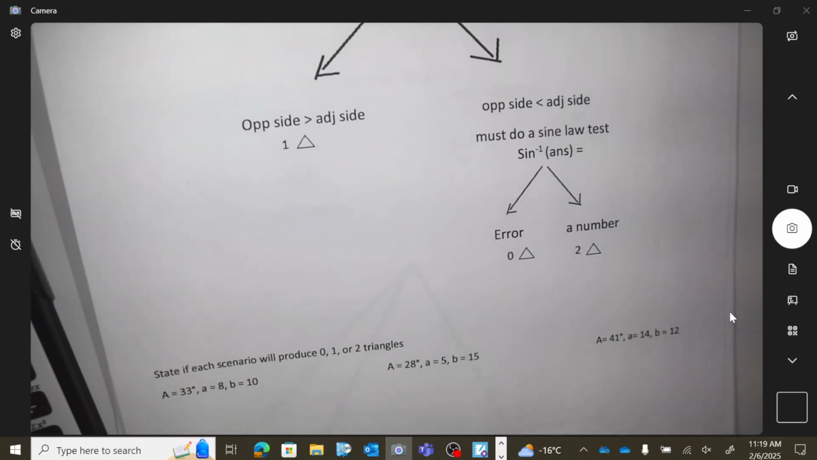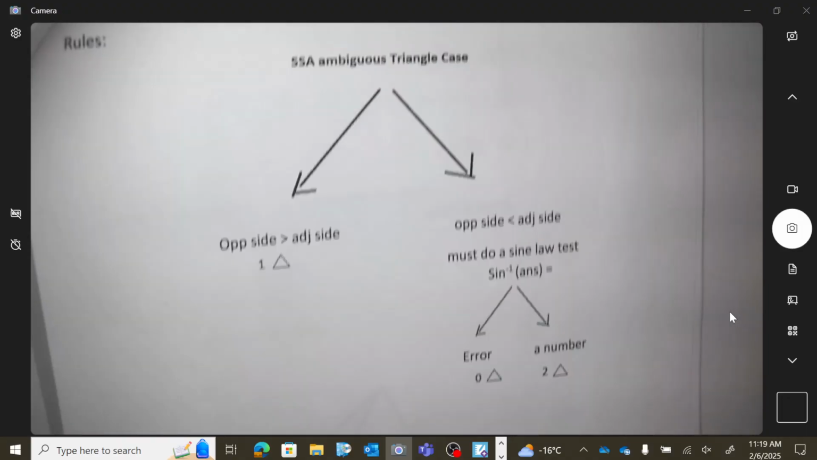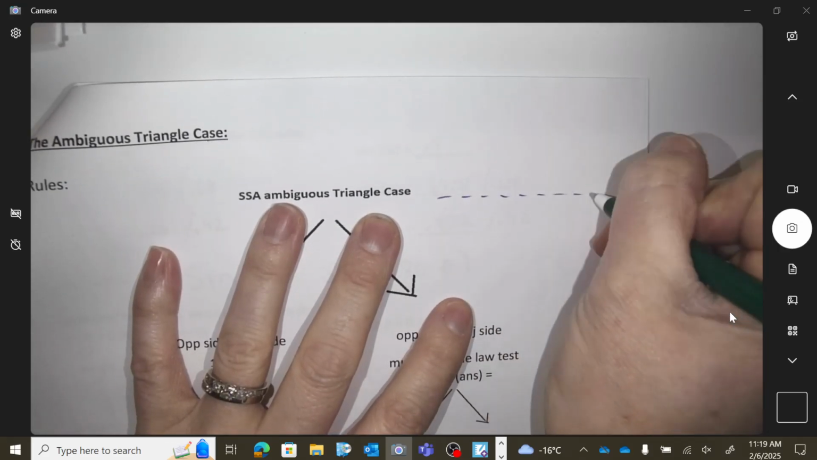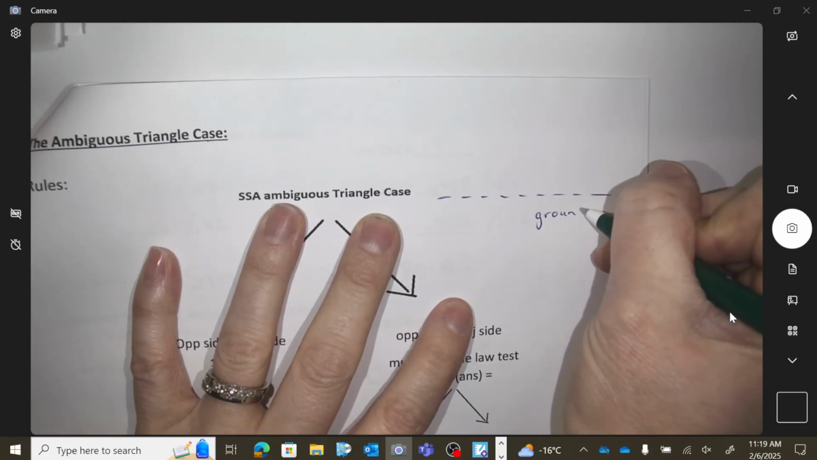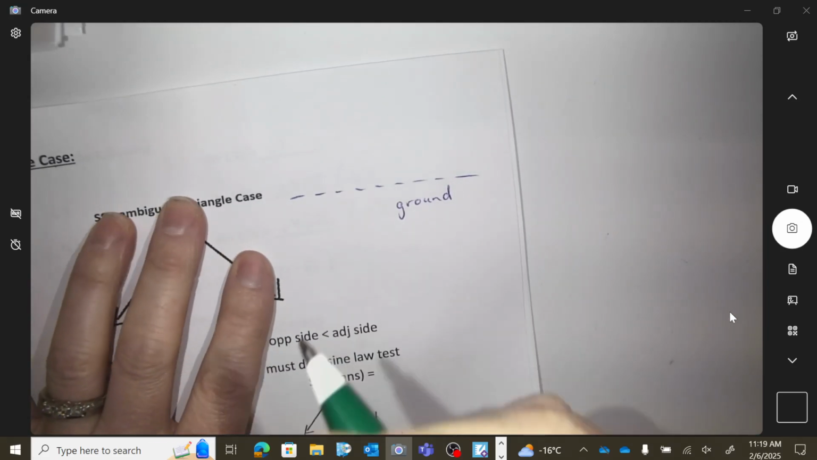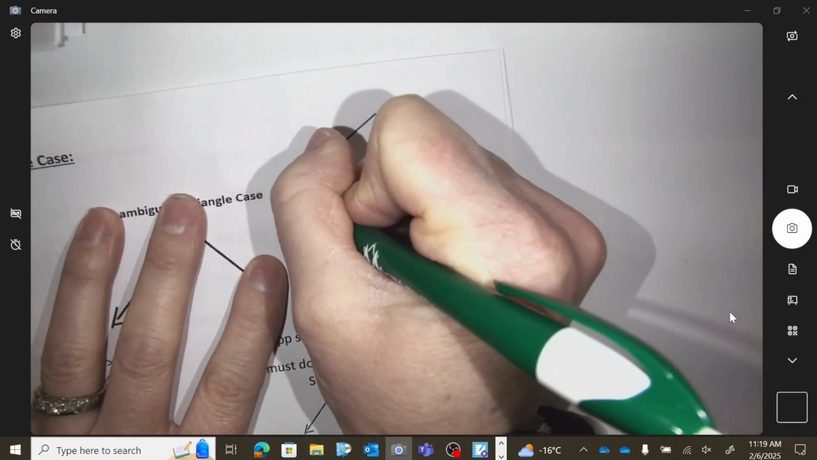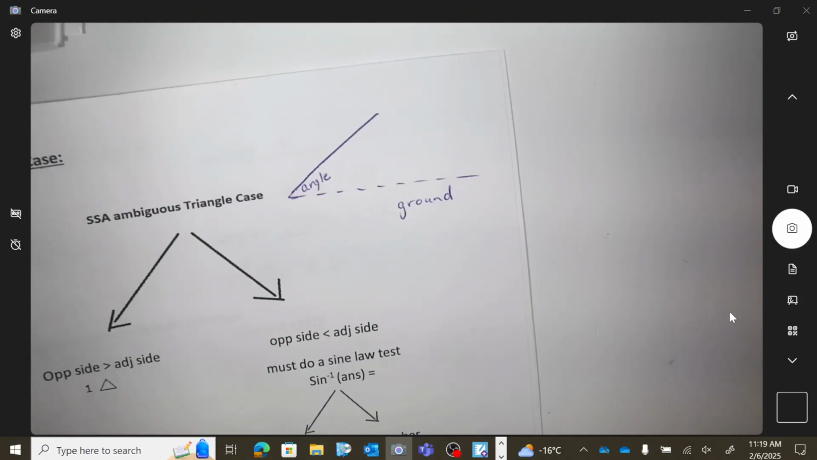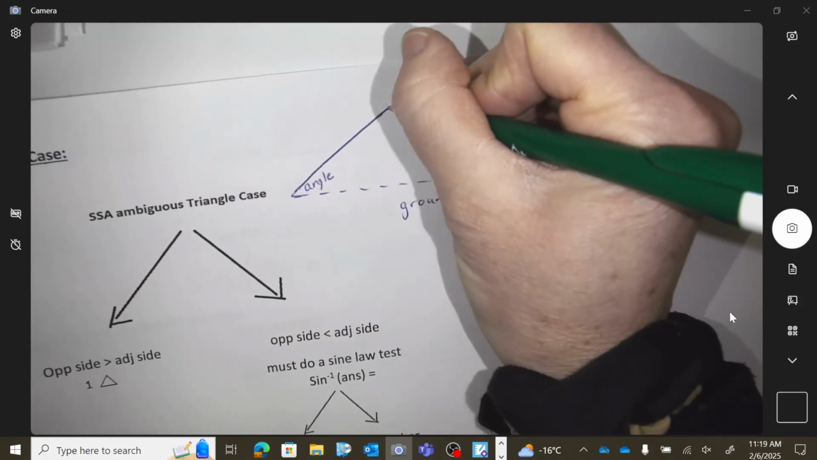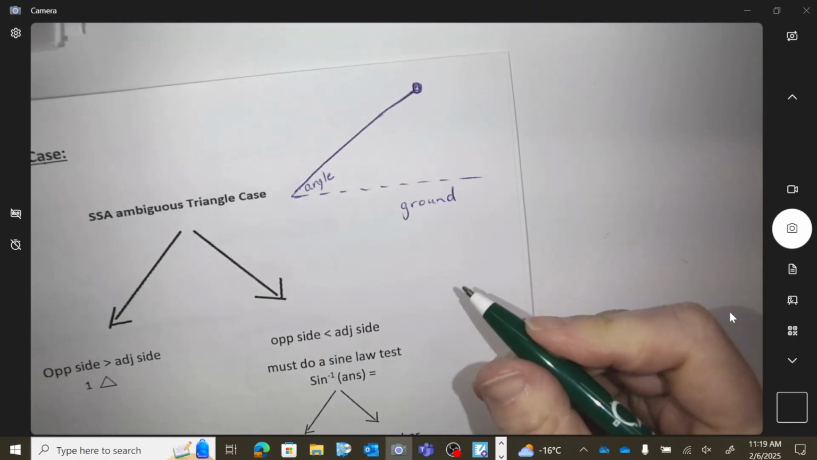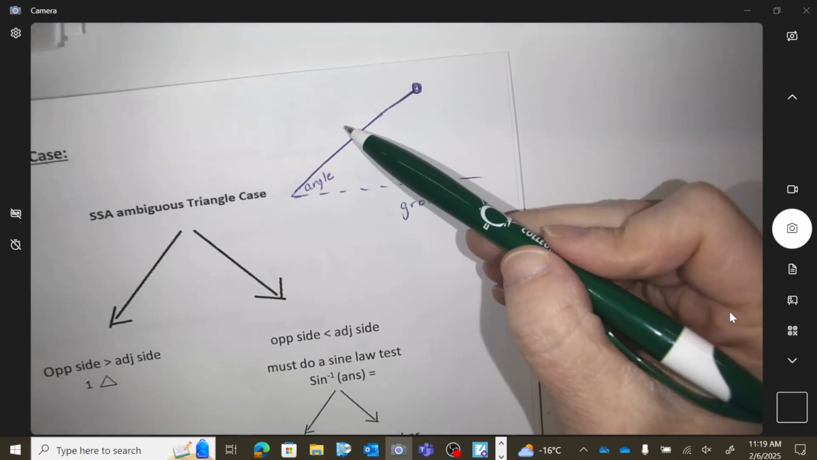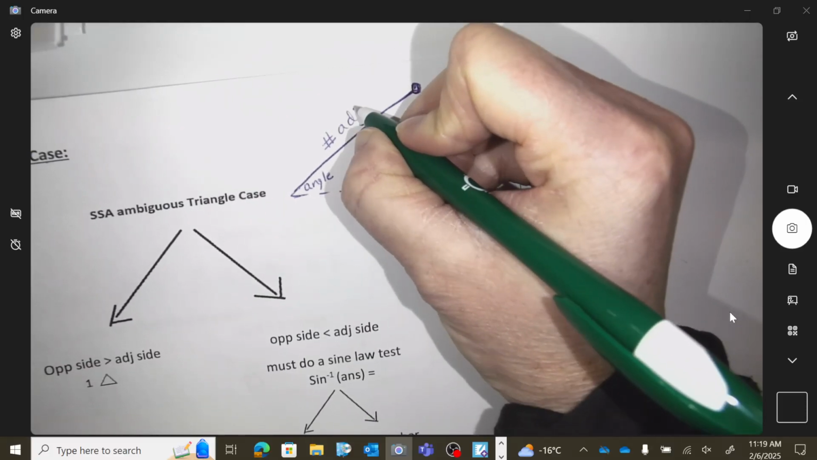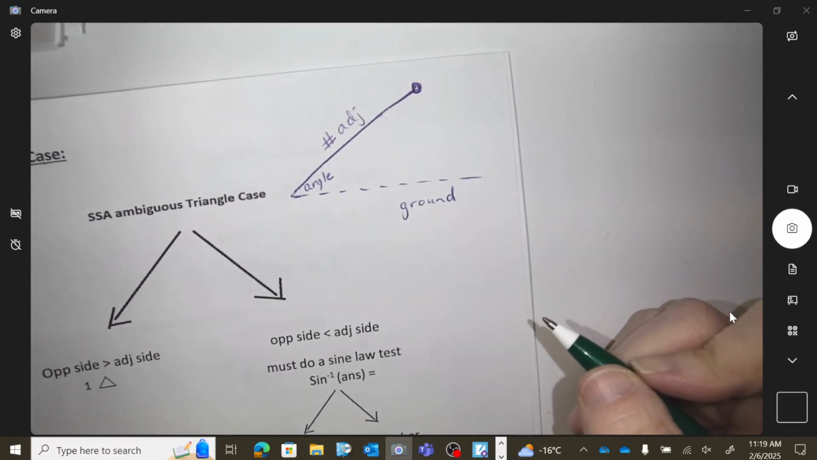Okay, so here's the rules to follow with ambiguous. I'm going to always draw them the same. We're going to call this, whatever, the ground. I'm going to give you an angle. I'm going to give you this side, and it's going to be called the adjacent side, because it's beside the angle.